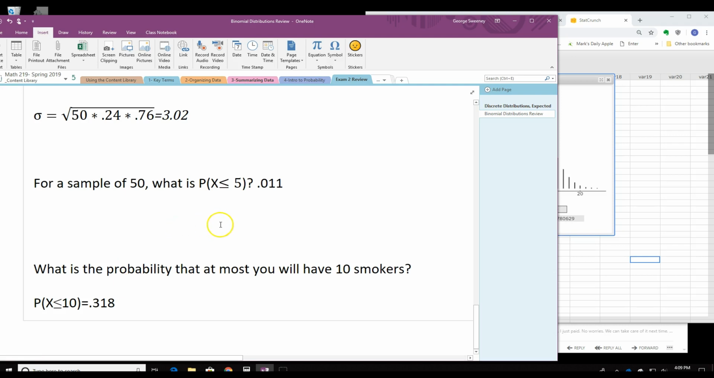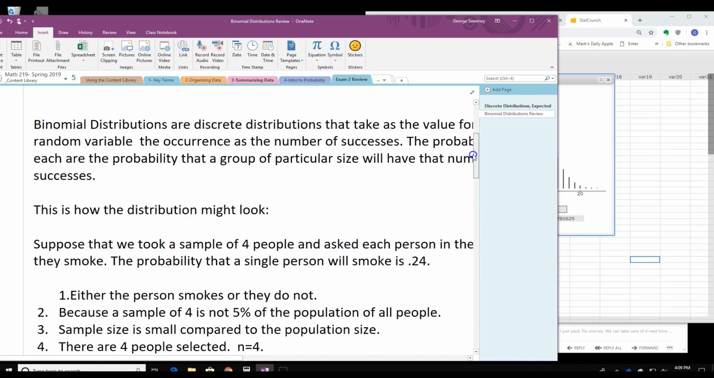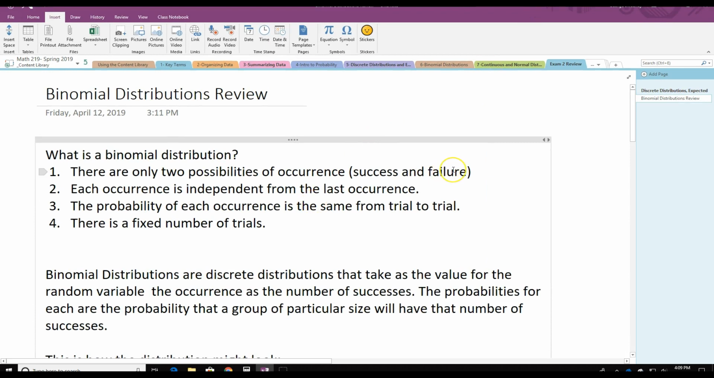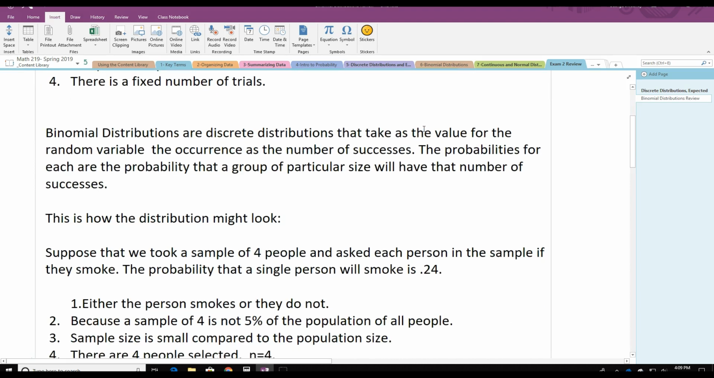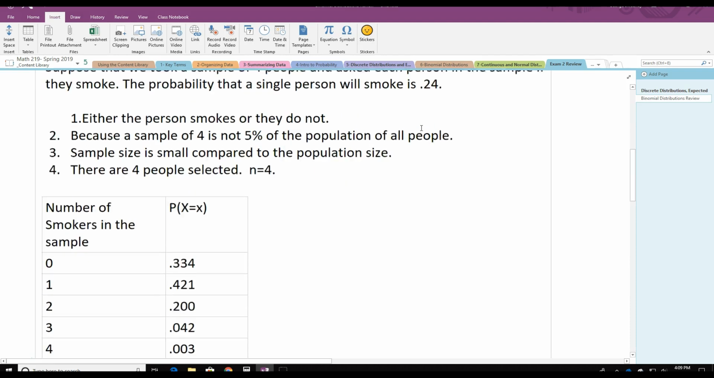All right. So for the binomial, it's kind of tricky to understand, but once you've seen it done a couple of times, it's a lot easier to work with. Let's just briefly talk about it. So one, you need to know what the requirements are for the binomial distribution. That there are only two possibilities of an occurrence. Each occurrence is independent from the last. The probability of each occurrence is the same from trial to trial. And then there's a fixed number of trials. Okay? And what we want to understand about the binomial is that if we draw a sample of a particular size, what's the probability that we get X number of successes?